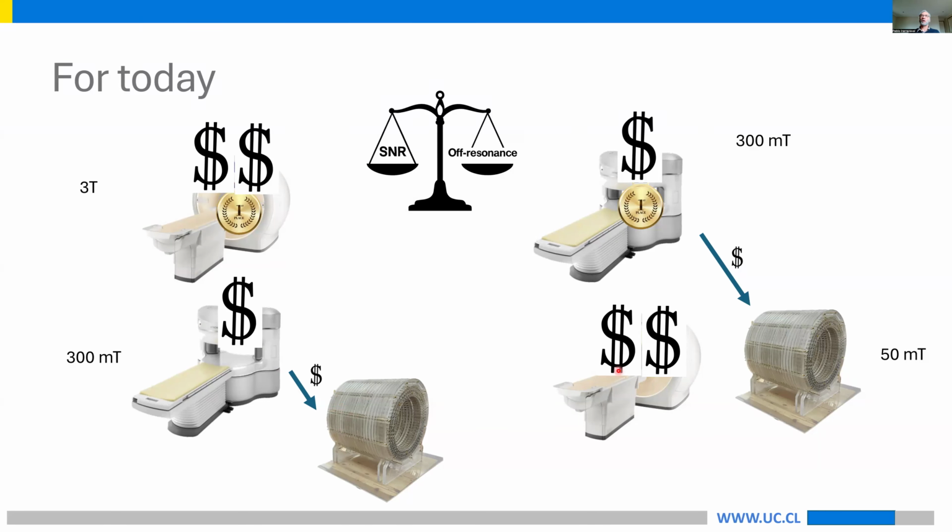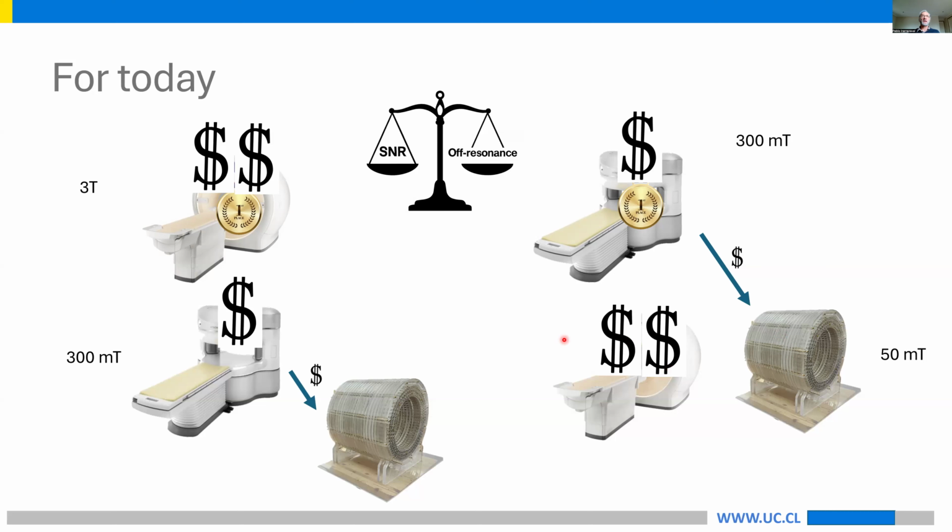On the other side, off resonance: if you go to these cheaper scanners, the homogeneity of the field typically suffers a lot. Therefore, the off-resonance effects become greater, and you take a hit from off-resonance artifacts. You reduce the cost, but you have a system which has off-resonance effects similar or perhaps a little bit greater than the very expensive scanner. So that's what we're going to talk about today: SNR and off resonance.